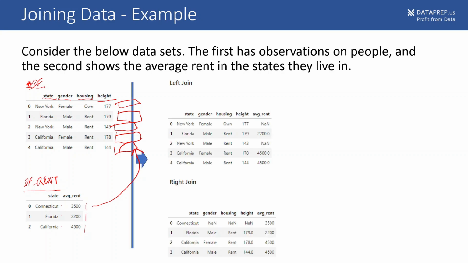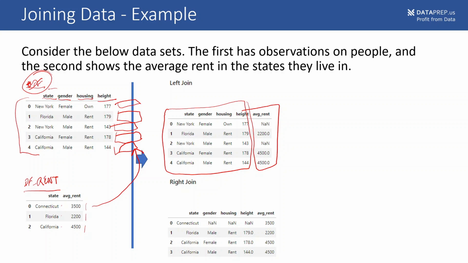If I were to do a left join, this is how I would do it. I'll take all of my rows from my data frame or my data set, the first one, which is df, and I'll put them all here, just like they appear first. And here, then, by combining it with the state field, which is the common field between the two, I will put in the average rent values here. And you will notice that I get a missing value, NaN. NaN stands for not a number in Python.